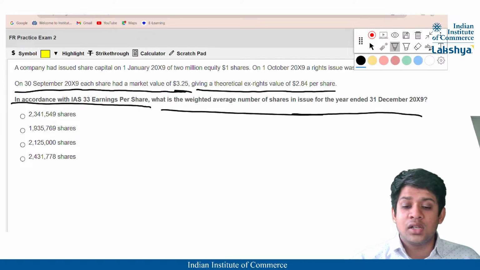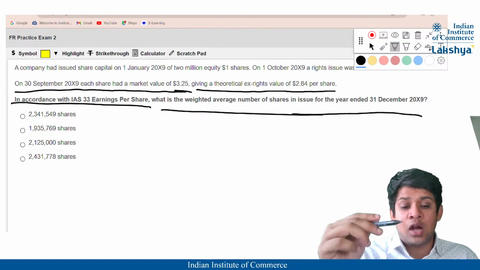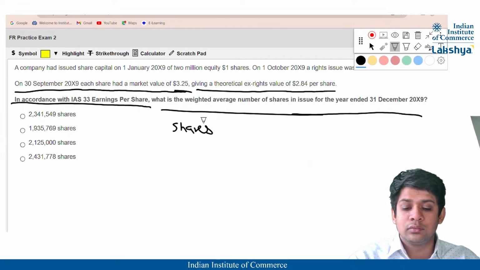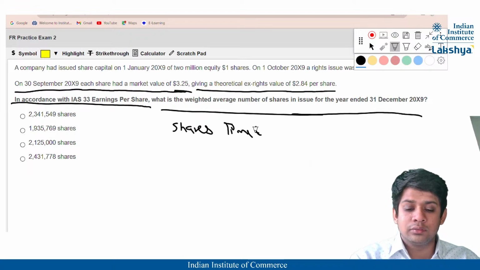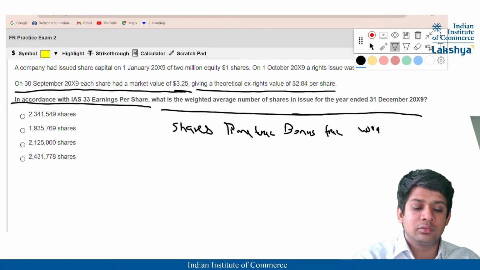Okay. So guys, firstly, when we calculate the weighted average, always remember for the right issues also there is a bonus which is included within the right issues. So whenever you calculate the value of your right issues, there is a bonus fraction which is to be applied since the start of the year till the date the right issues are made, right? So I will take the shares, then I will take the time fraction, I'll take the bonus fraction, and lastly I'll take the weighted average.